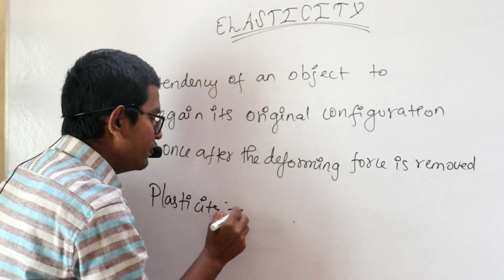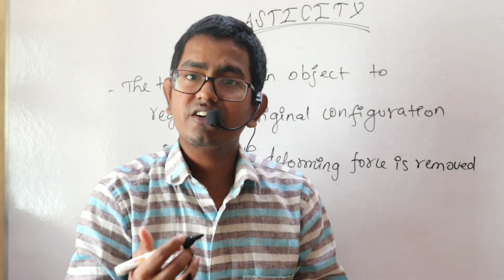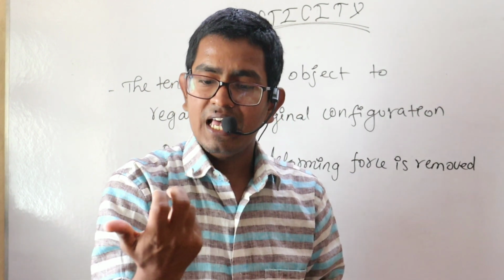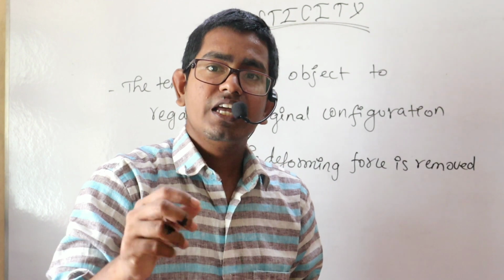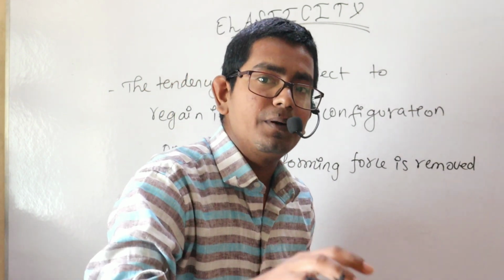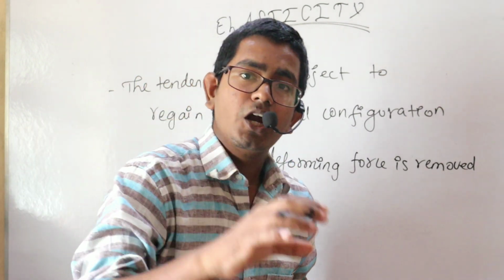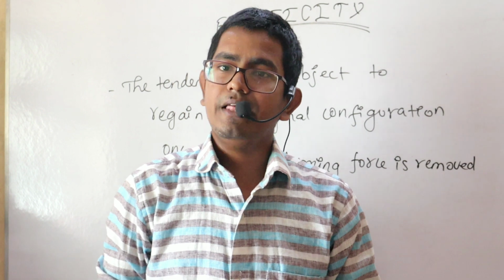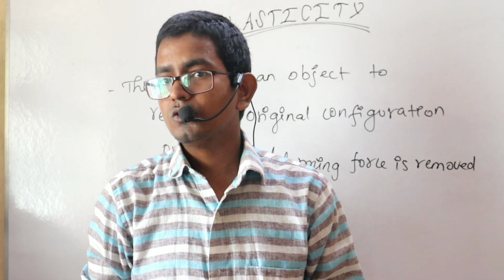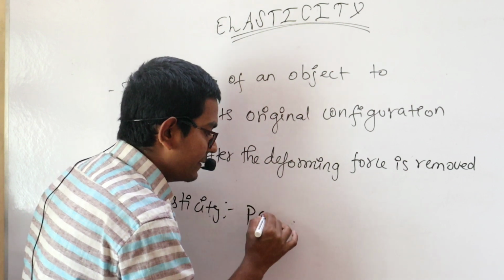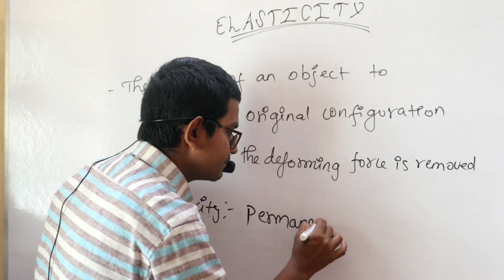That means if we are trying to deform the object by applying a deforming force, and after removing the deforming force the object is not able to regain its original position, then that phenomenon is known as plasticity. In plasticity, the object gets permanently deformed.